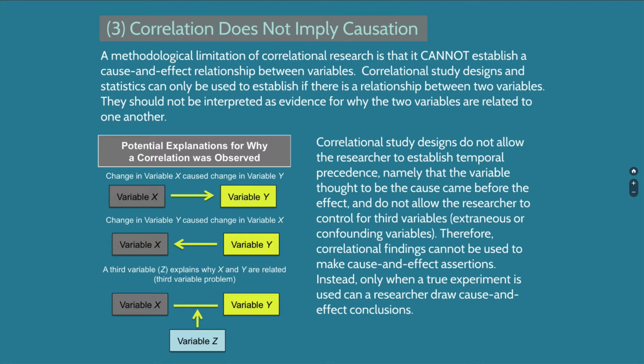Correlational study designs do not allow the researcher to establish temporal precedence, namely that the variable thought to be the cause came before the effect, and do not allow the researcher to control for third variables, known as extraneous or confounding variables. Therefore, correlational findings cannot be used to make cause and effect assertions. Instead, only when a true experiment is used that manipulates an independent variable and controls outside variables can a researcher draw cause and effect conclusions.